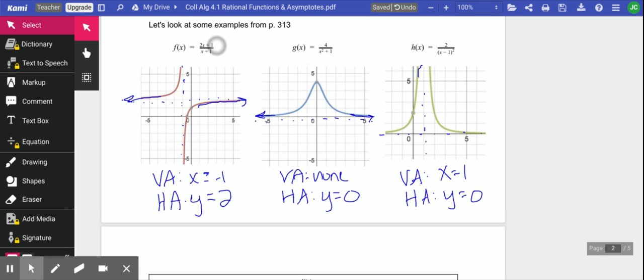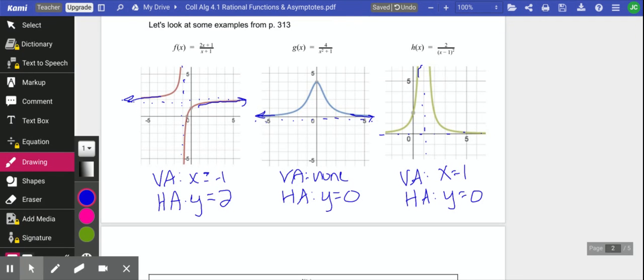So back up here at the ones that we saw before. On this one, the degree of the numerator is 1, degree of the denominator is 1, and so our horizontal asymptote is from the leading coefficients. So 2 divided by 1, which is y equals 2. In the second one, the degree of the numerator is 0, because technically there's an x to the 0 there. The degree of the denominator is 2. So if the degree of the numerator is less than the degree of the denominator, y equals 0. And the exact same thing happens over here. The degree of the numerator is 0. Degree of the denominator is 2. So again, it's y equals 0.